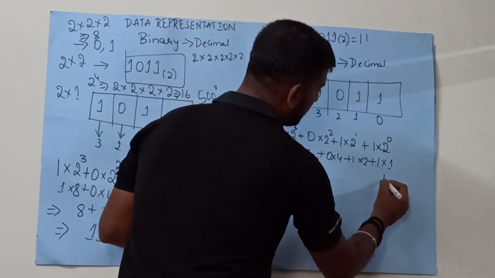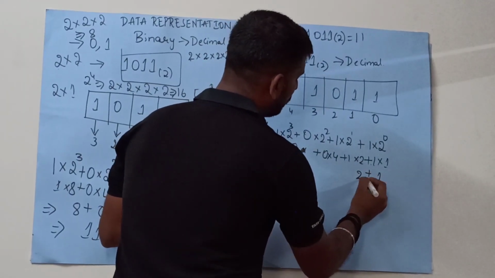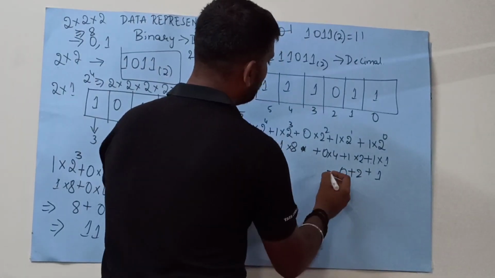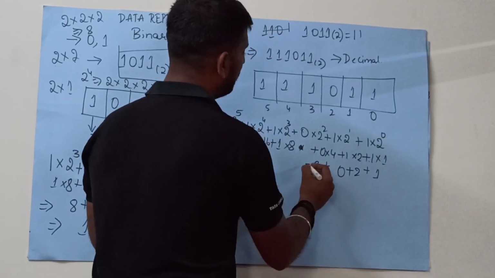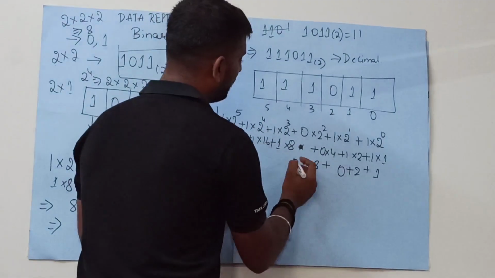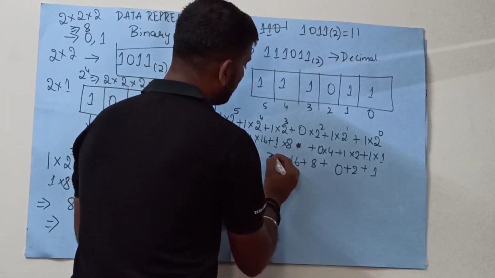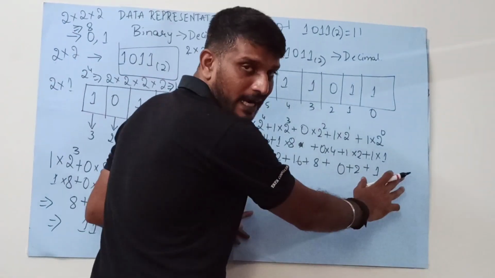1 into 1 it is 1, plus 2 into 1 it is 2, plus 0 into 4 it is nothing but 0, plus 1 into 8 it is nothing but 8, plus 1 into 16 it is nothing but 16. 1 into 32 it is nothing but 32. Okay. Now you have to add all these things.